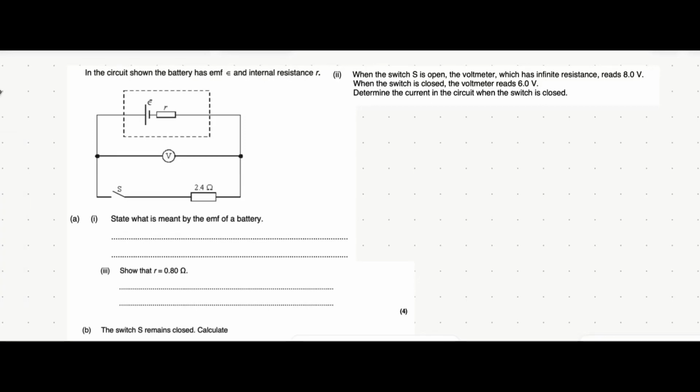In this video, we're going to have a look at internal resistance calculations. To start with, it's asked you to define the EMF of a battery. We know the voltage going through a component is the amount of energy going through that component divided by the charge going through that component. The EMF is very similar, but instead of just the energy going through a component, we say it's the total electrical energy provided by the cell or battery per unit charge. So that's what you say for the definition: total electrical energy provided per unit charge.